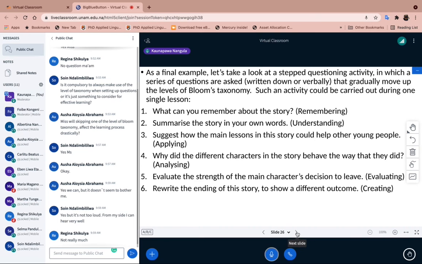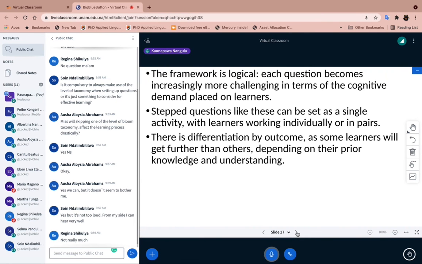Then when you ask them again for the second time, let's say in a different lesson, it's not going to take so much time. It's not going to affect the learning process as much because they already know. It's like a revision, but in a different context. Does that now answer your question, Ausha?